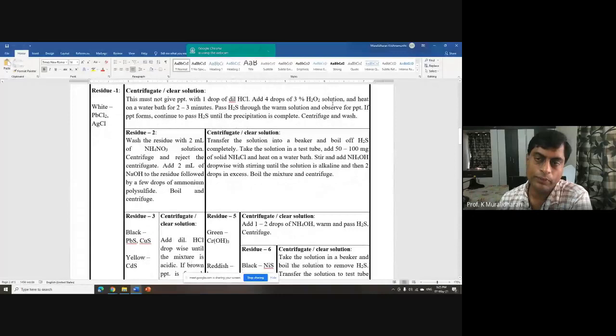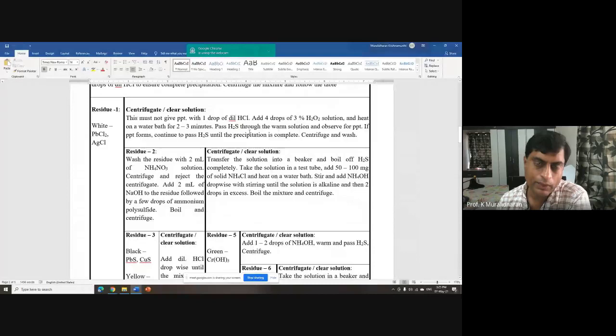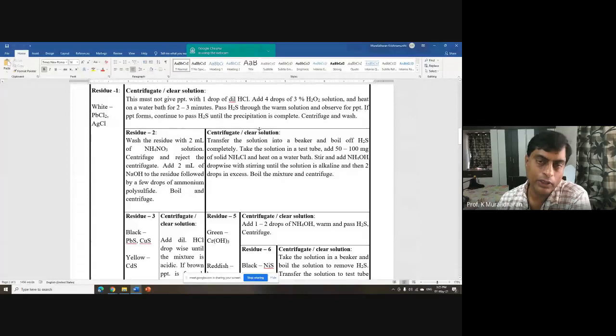If you have copper, cadmium, or tin. Okay. So today we are not going to get the precipitate, but if you get the precipitate, you have to take that residue and centrifuge it separately, as I told you here. The residue one you are naming and keeping separately. So now we are talking about residue two, if you get precipitate here.